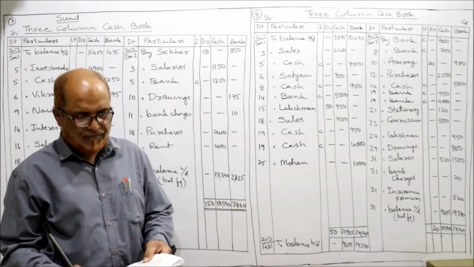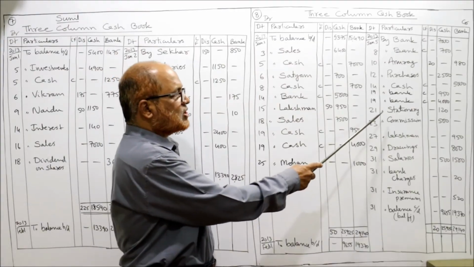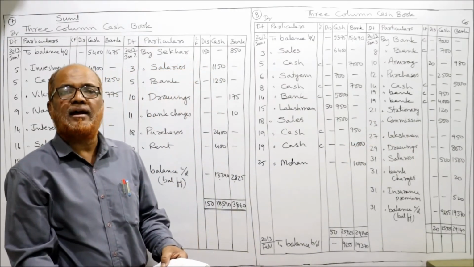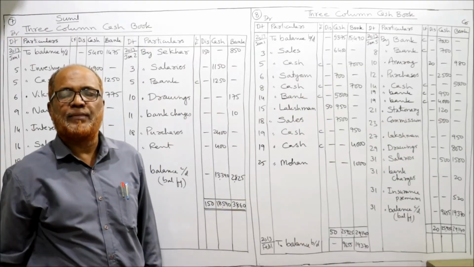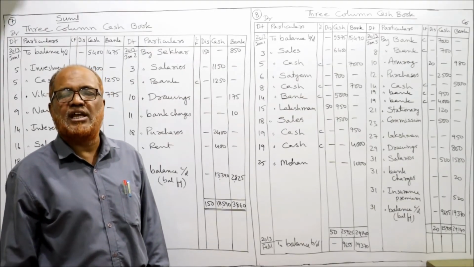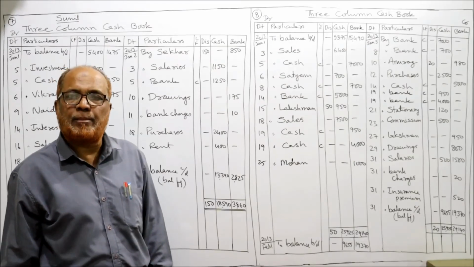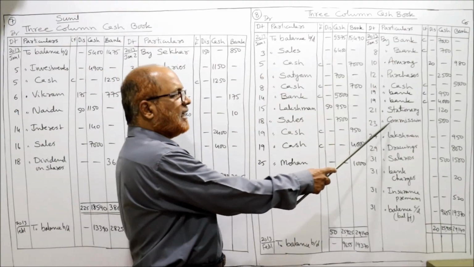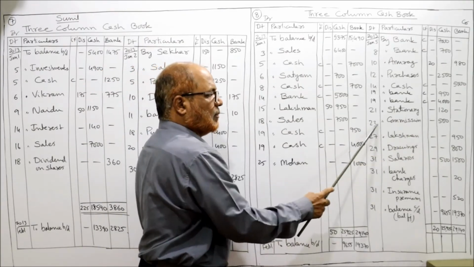21st, paid for stationery. So buy stationery 21st, 120 rupees cash. 23rd, paid commission to Rakesh 500. We are not concerned with the name of the person. What we are paying, we have to see. We are paying commission. So simply you should write by commission 500 rupees cash column.